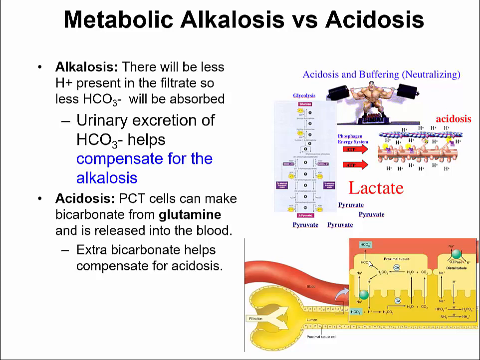In acidosis, the proximal convoluted tubule cells can make bicarbonate. In acidosis, the blood pH is going down, so you want more bicarbonate. Besides reabsorbing more bicarbonate, we're going to see that the kidneys actually can make bicarbonate. They use the amino acid called glutamine to make bicarbonate. And then that bicarbonate gets released by those tubule cells into the blood in order to reduce the acidosis. So your pH is going down in acidosis.